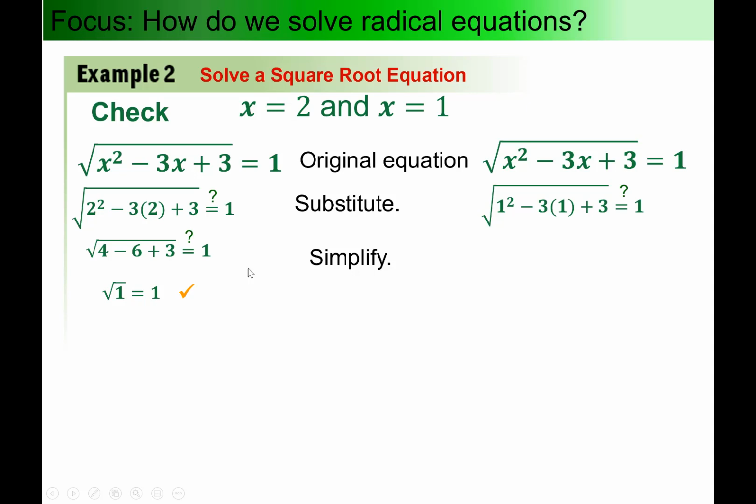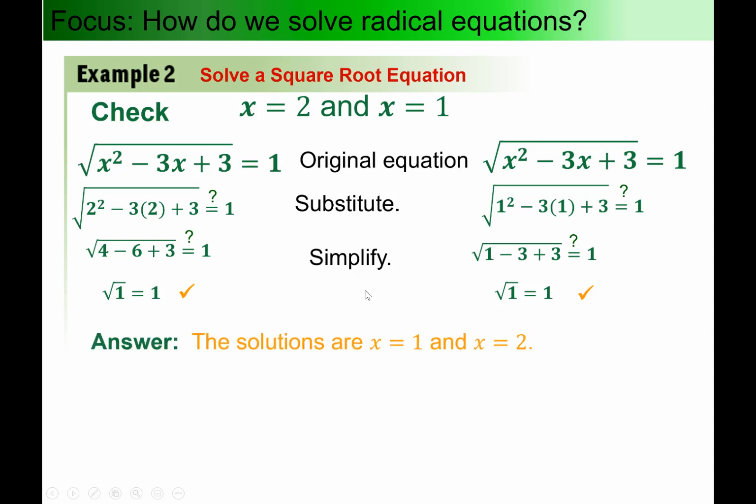So 2 is a solution. We're going to do the same thing over here for 1. And when I check, the square root of 1 equals 1. So both 2 and 1 are solutions to this equation. So here we ended up with 2 solutions, and both solutions checked.